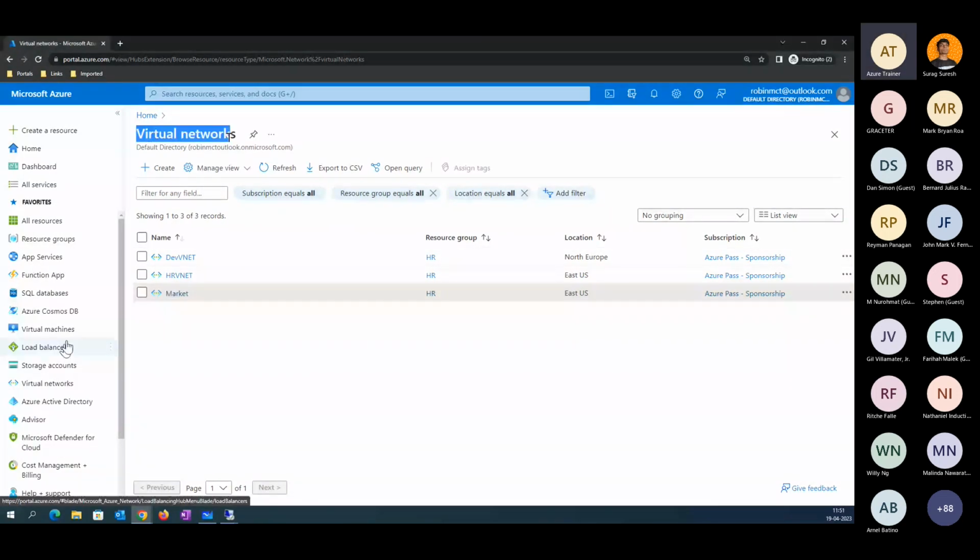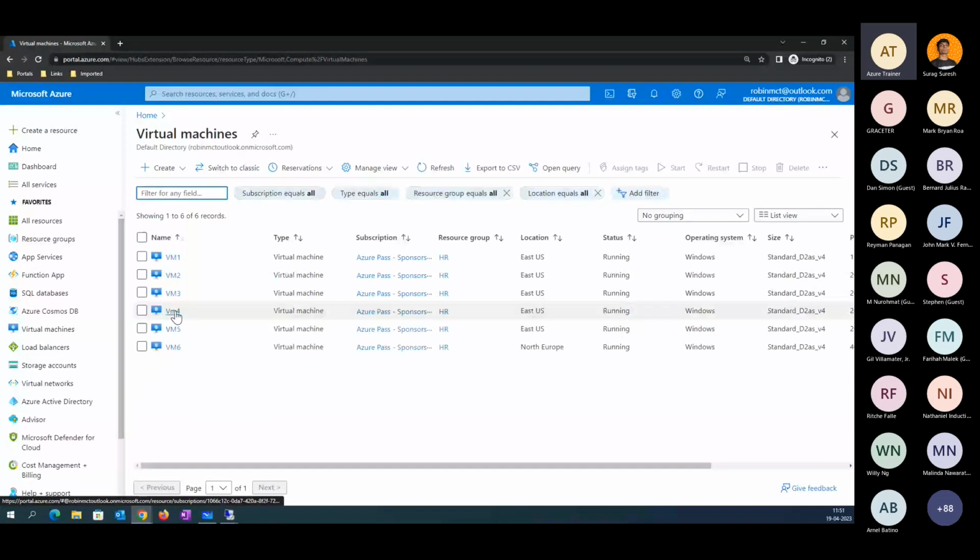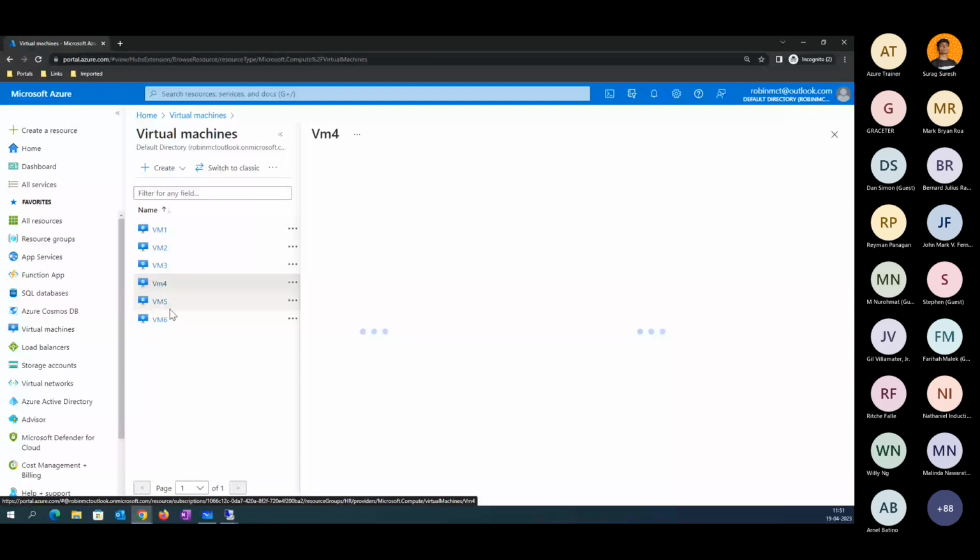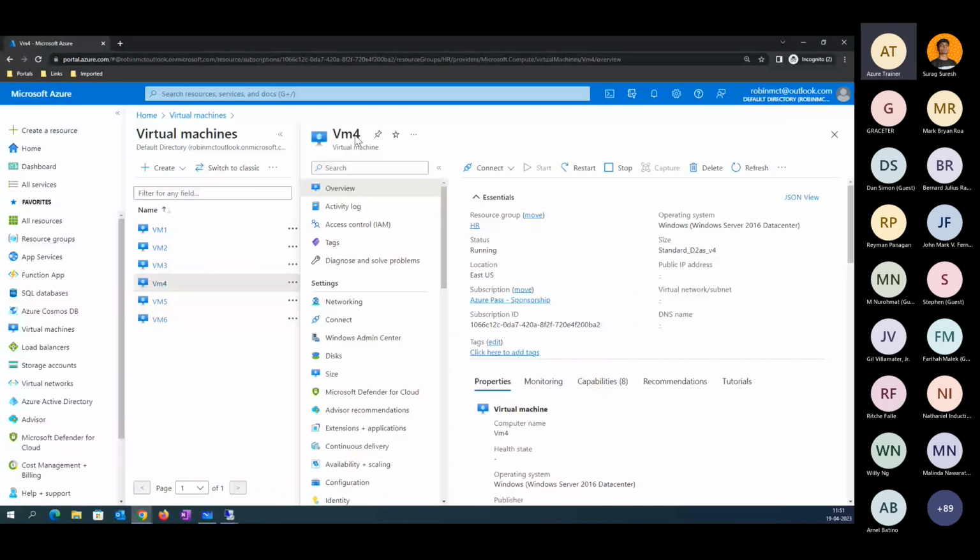if you look at the virtual machines here, you have VM4 available. You can see VM4 is connected to the HR VNet. So let's take VM5. VM5 is attached to the market VNet and subnet C. Let's connect to it here.